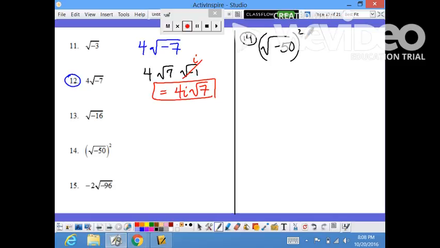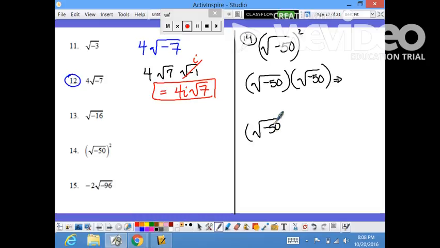Now, some of us saw it as this. Some of us said, well, okay, if I take the square root of negative 50 and I multiply it times the square root of negative 50, I'm going to get a big number. And that's right. And that's fine. However, remember your square root property. If I am squaring something that's being square rooted, my answer is just what's under the square root to begin with.